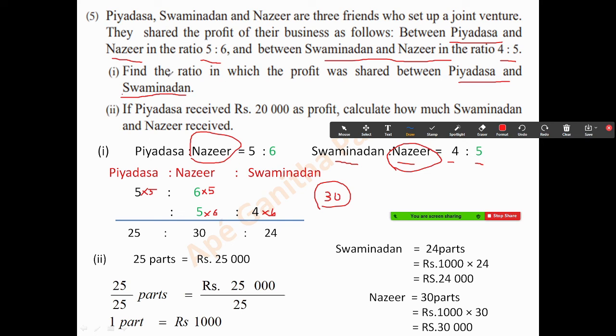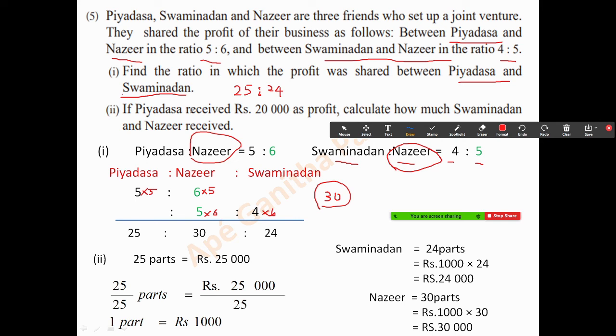But in this question, they ask to find the ratio in which the profit was shared between Piyadasa and Swaminathan. Then Piyadasa 25, Swaminathan 24. So we can write this answer as Piyadasa to Swaminathan. The ratio is 25 to 24, because they are asking about Piyadasa and Swaminathan only. So write relevant components.